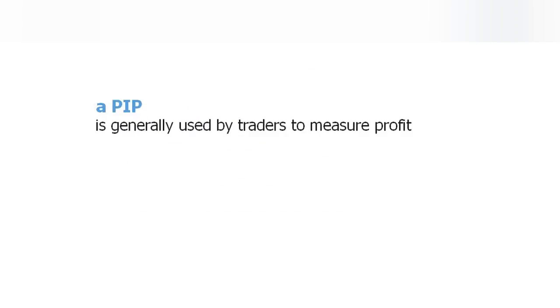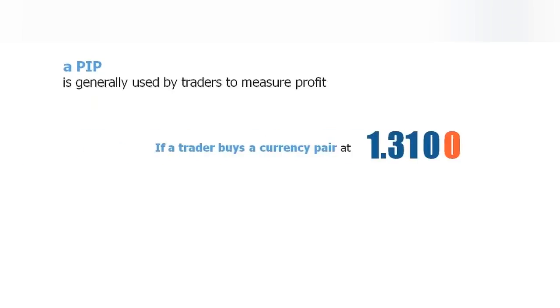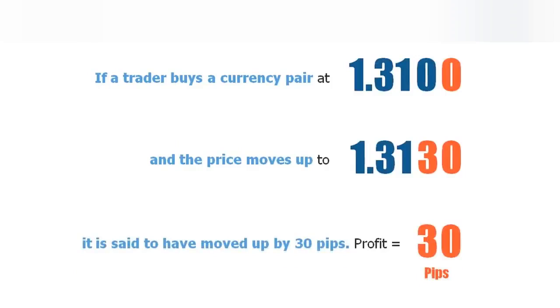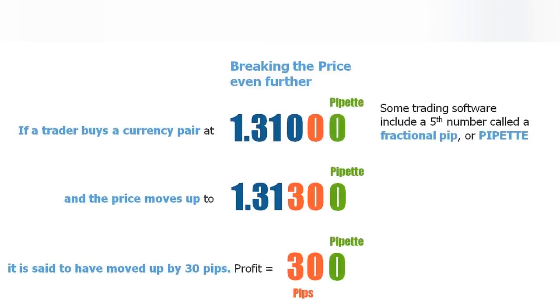Pips are how traders generally measure their profit. If a trader buys a currency pair, again the euro-US dollar at 1.3100, and the price moves up to 1.3130, it is said to have moved up by 30 pips, or the trader gained a 30 pip profit. Some trading software makes use of 5 decimal places, in which case the 5th number is called a fractional pip or pipette.